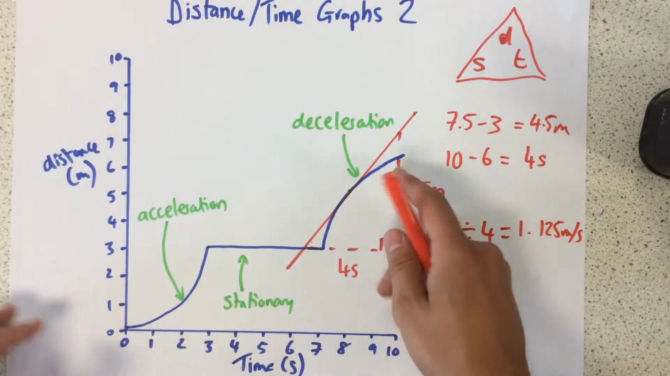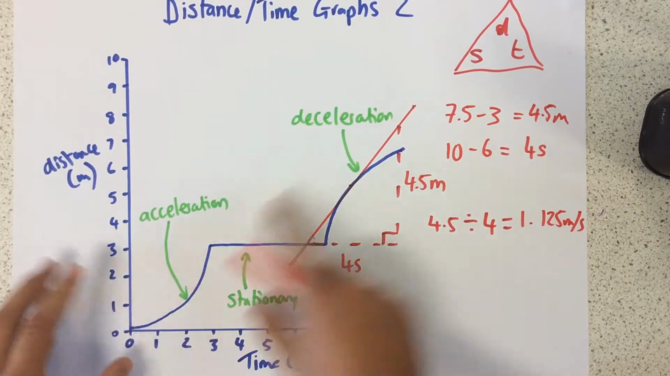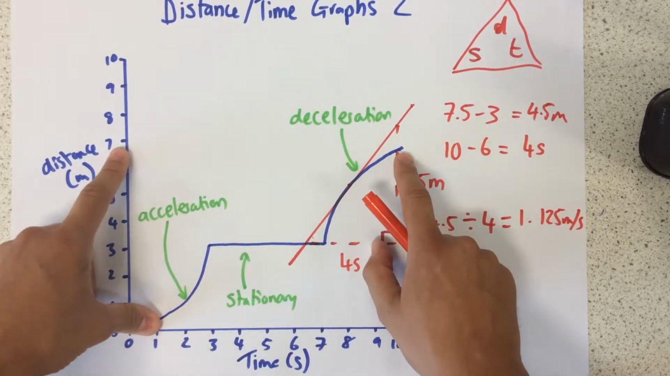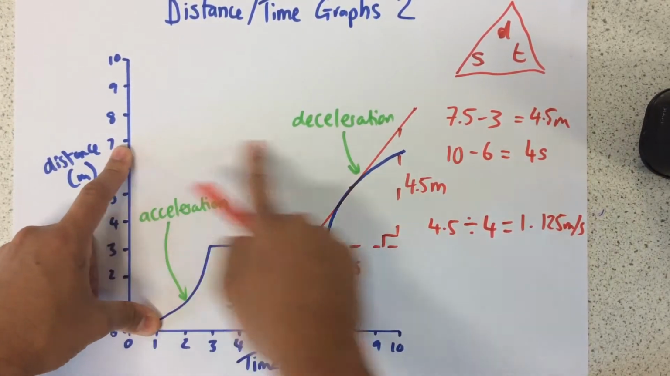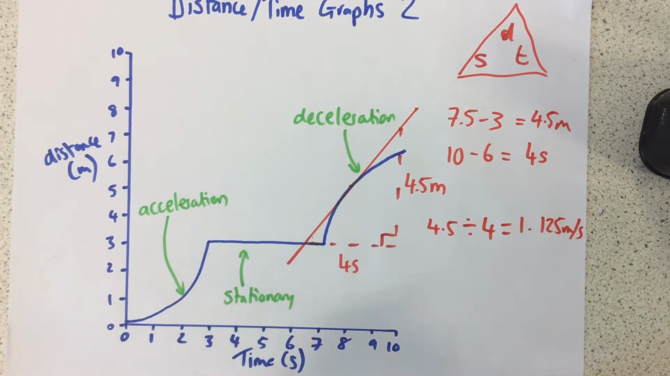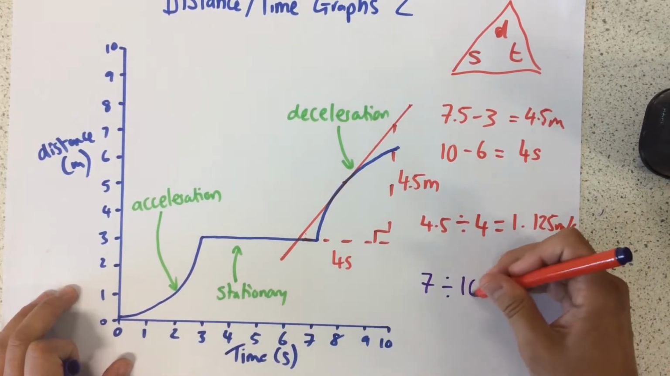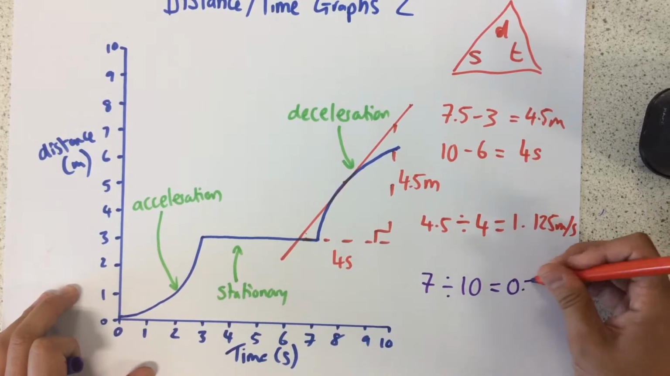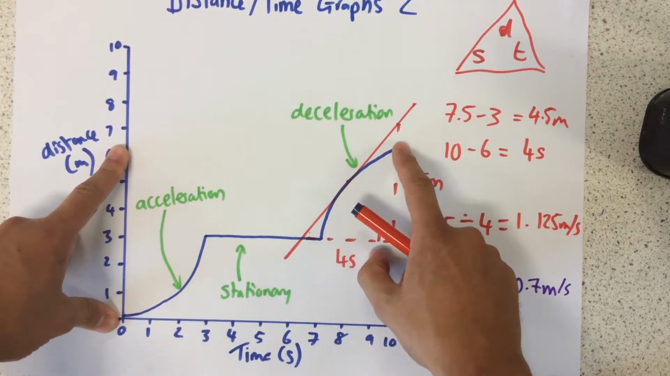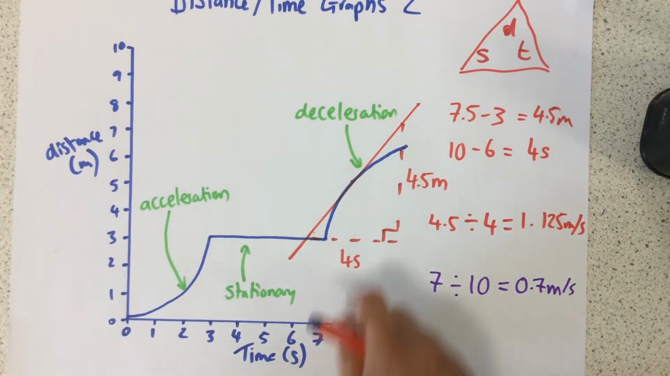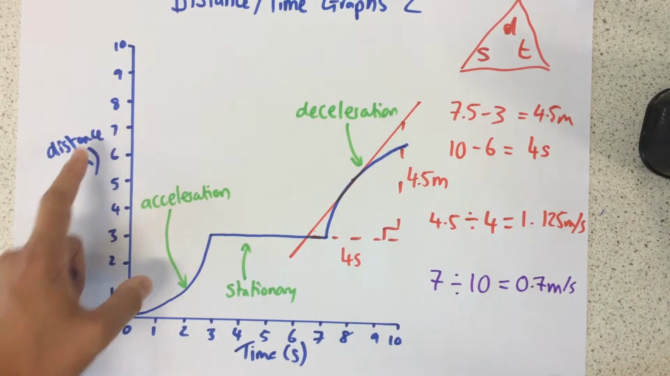So the very final thing I'm going to show you how to do is just find the average speed of this whole journey. So to find the average speed of the whole journey, all we need to do is find your final distance, which is 7 meters, divide it by your time, which is 10 seconds. So this one is 0.7 meters per second. Because what we've done is we've just found the average speed for this whole journey. So the only things we're interested in is our final distance and the amount of time the whole journey took.